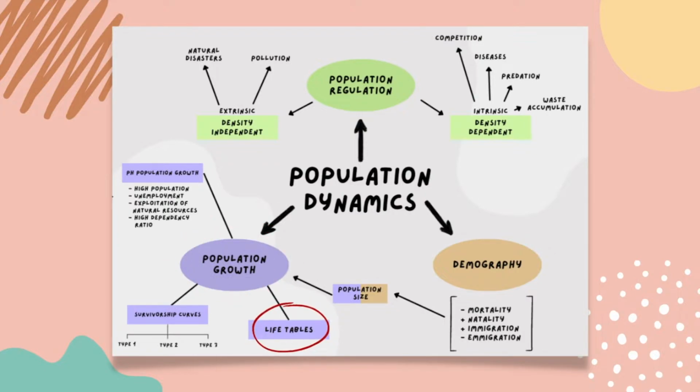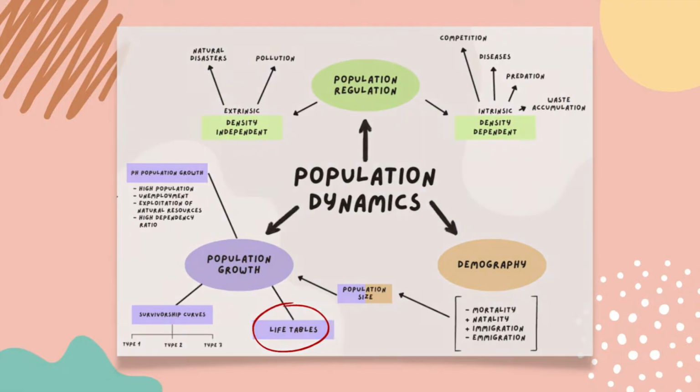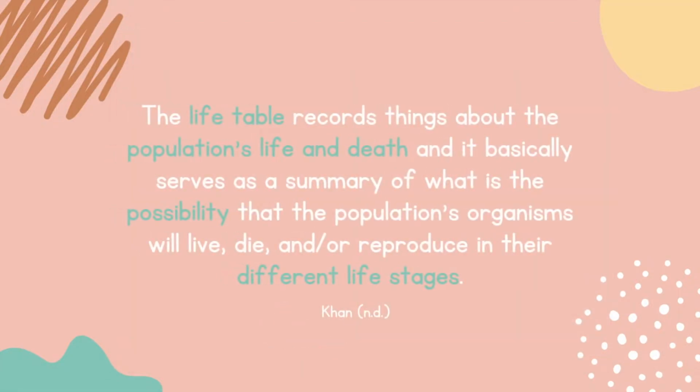Life tables, which focus on the rates of birth and death, can be used to analyze organisms in their different life stages. According to Can and D, the life table records things about the population's life and death, and it basically serves as a summary of the possibility that the population's organisms will live, die, and or reproduce in their different life stages.